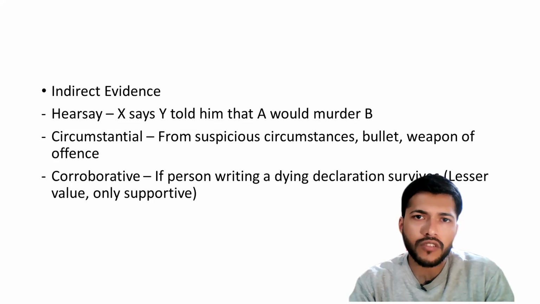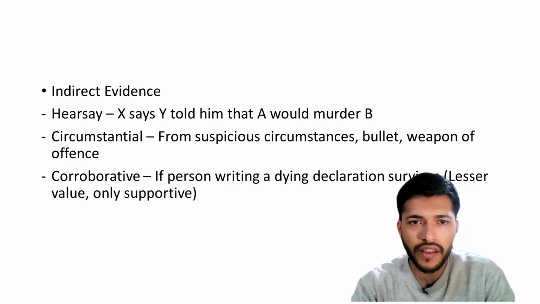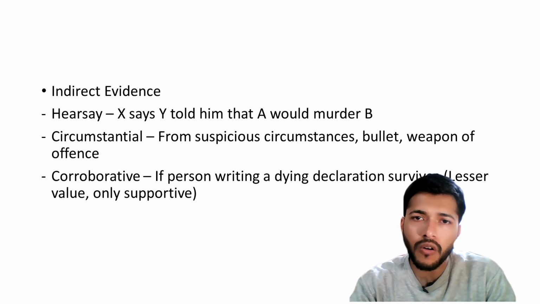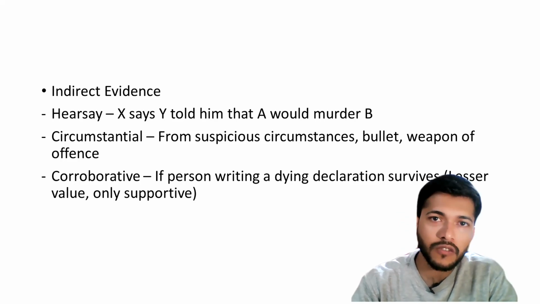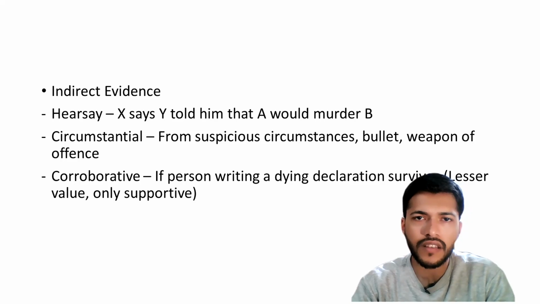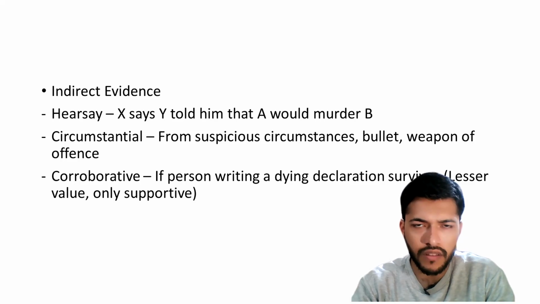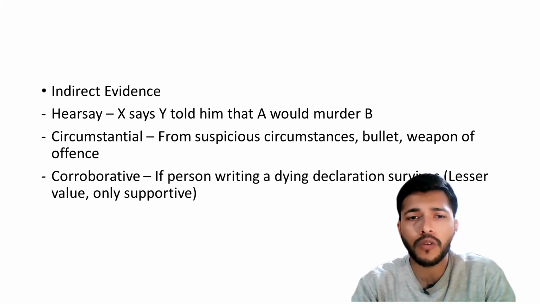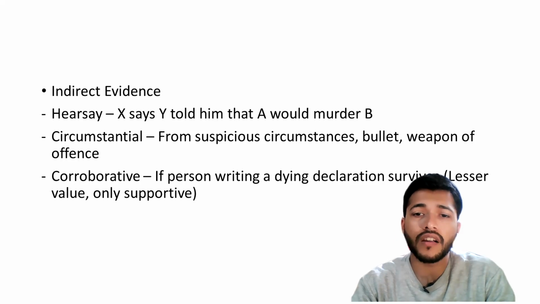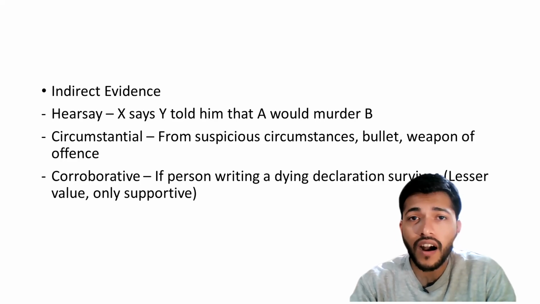What are the other types of evidence? So indirect evidence. So it can be hearsay. So X has told Y that A would murder him, right? So that's like, "He told me that he had heard it like this." So that's hearsay. Circumstantial is the circumstances tell you something. For example, a weapon of the assault, of the offense, or bullet, or blood stain. So that's circumstantial evidence. Corroborative evidence is if a person writing a dying declaration survives, the evidence does not have original value, it only has corroborative value.